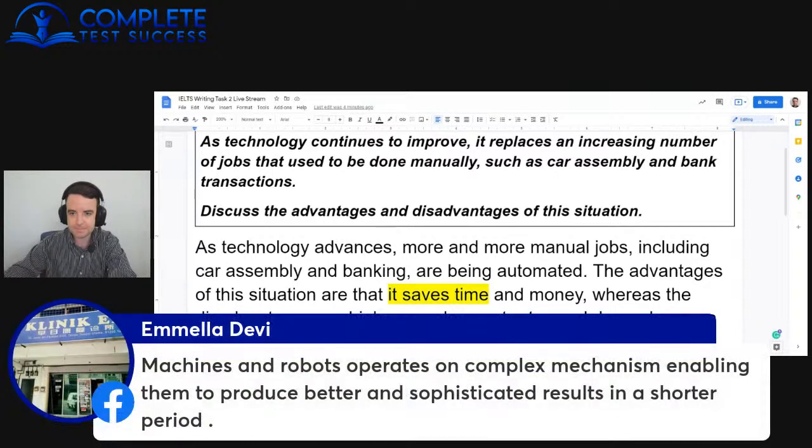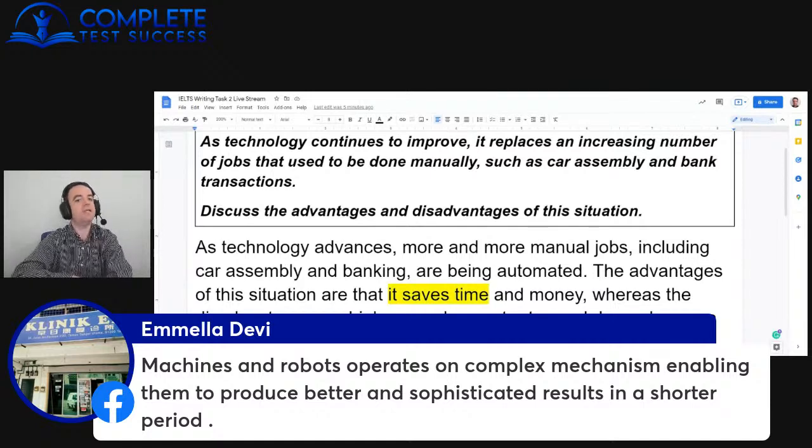Amro, perfect. Machines and robots operate on complex mechanisms, enabling them to produce better and more sophisticated results in a shorter period. No, because it's not that. You're talking about quality. You're focusing too much on quality, about the products are better and they're more sophisticated.